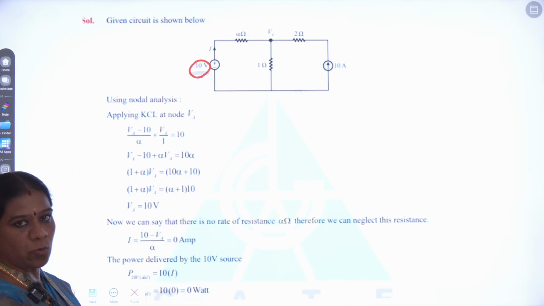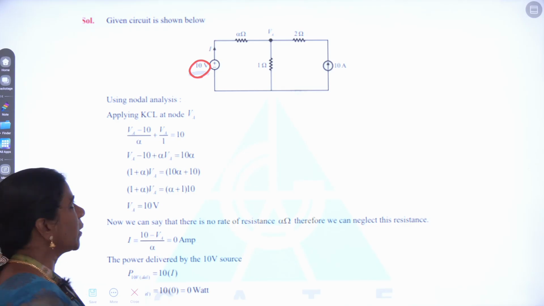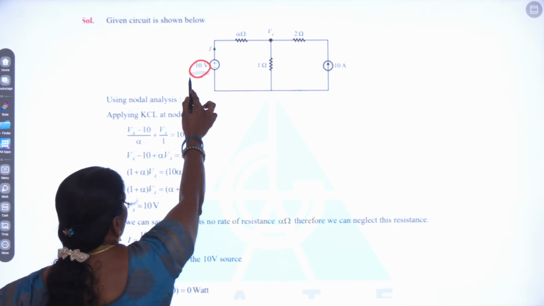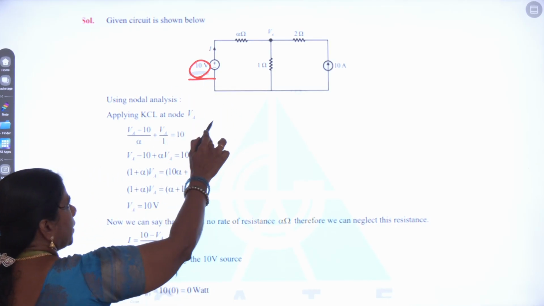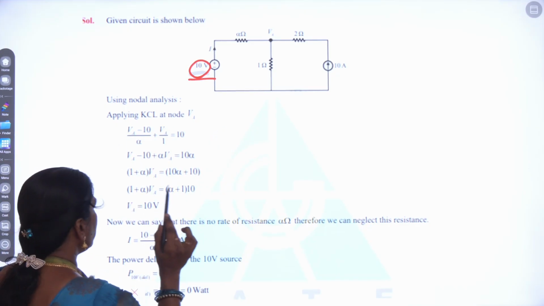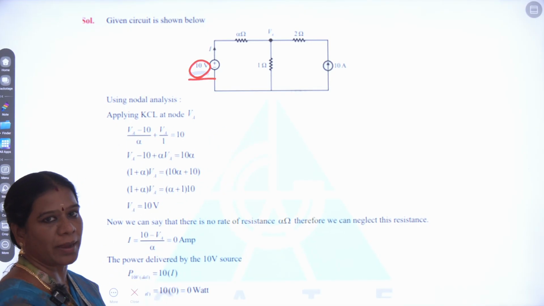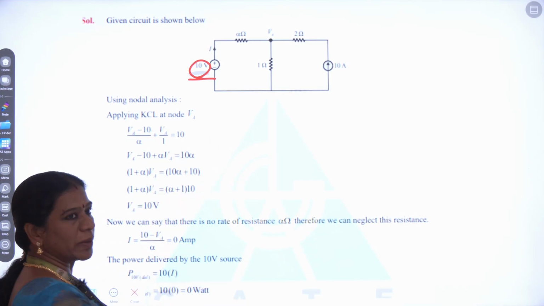Power delivered by our 10 volt source, we have to calculate. So in this problem we have to calculate the power delivered by the 10 volt source. Now we have taken the circuit. We have to go for analyzing this problem by the normal nodal analysis method.